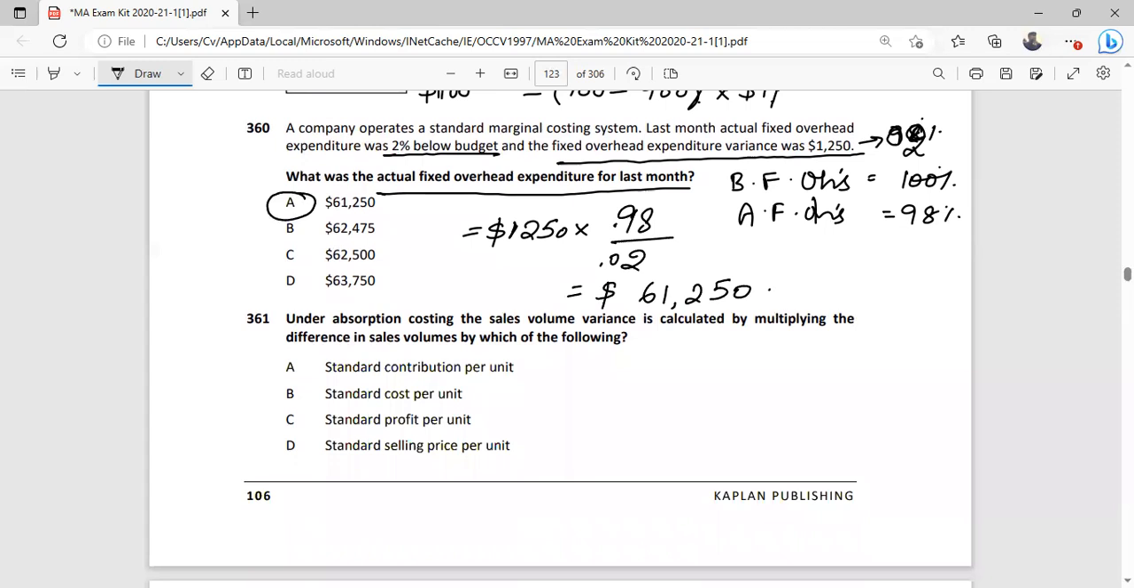Under absorption costing, sales volume variance is calculated by multiplying the difference in sales volume by which of the following? When we talk about absorption costing, we always use standard profit per unit. When we talk about marginal costing, it always uses standard contribution per unit.